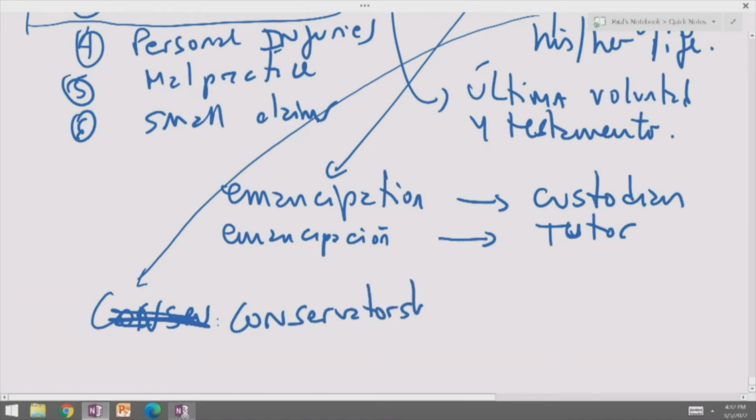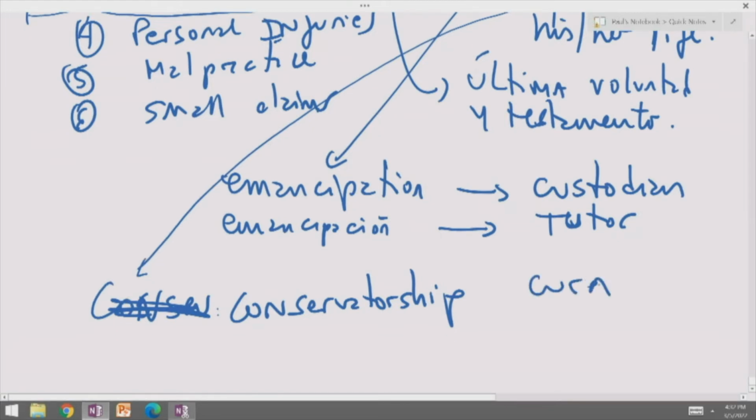Conservatorship. In Spanish we call that curatela. And a conservator, que es un curador, a conservator or a conservatorship is usually assigned to people who are of legal age and may have some mental impairment, such as Alzheimer's or dementia. And one of the things that a conservator does is make the decisions for the individual.